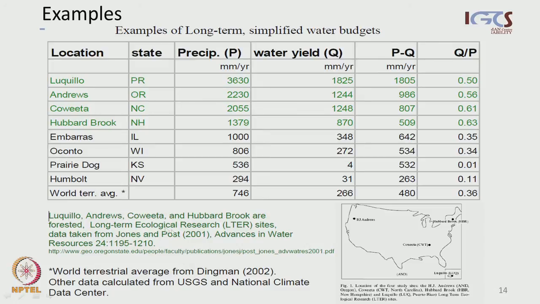A source of information is here. And what we have in this table is rainfall, we have discharge, and then we have a relationship, P, precipitation minus discharge for each of these river basins, and we have a ratio.